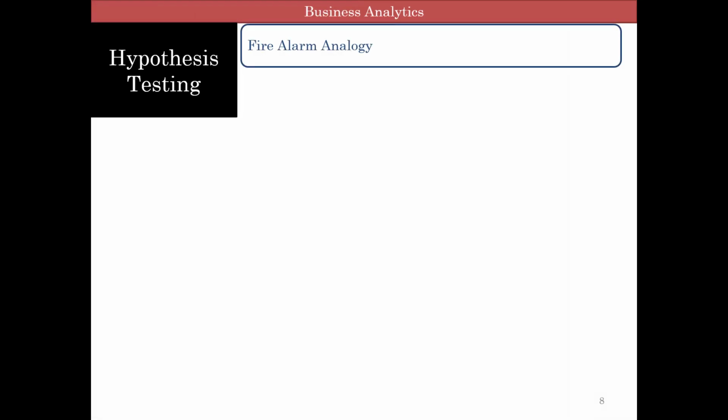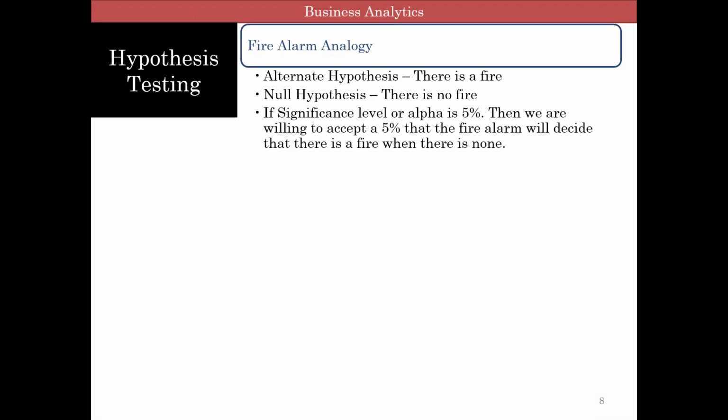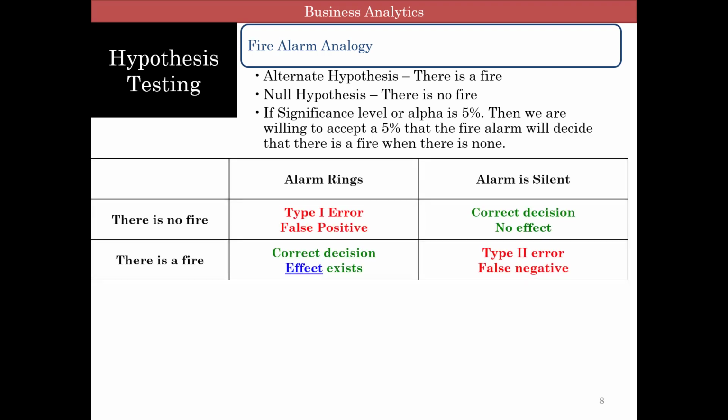So let's take the fire alarm analogy. Usually a fire alarm is there because the hypothesis is that there is a fire, right? You have a hypothesis saying there is a fire, and then the fire alarm starts ringing. The null hypothesis is the default position: there is no fire, nothing's happening. So if you have a significance level alpha of 5%, then you're willing to accept a 5% chance that the fire alarm will go off when there is no fire, right?